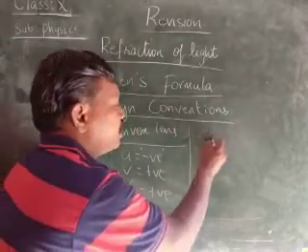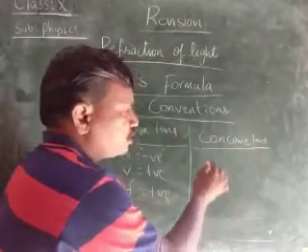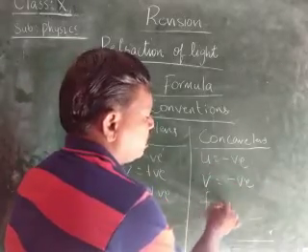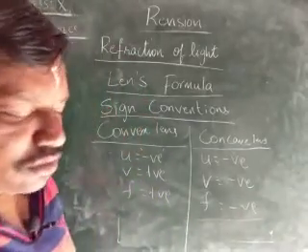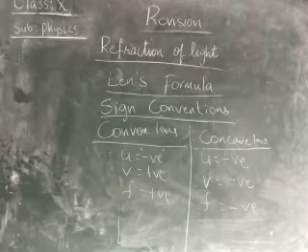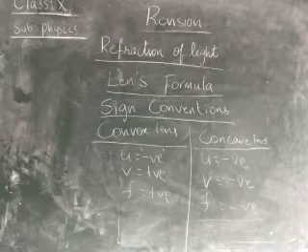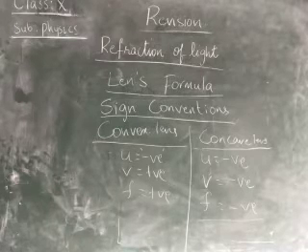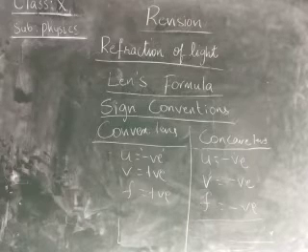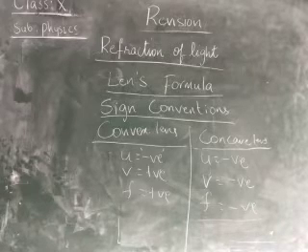In the same way, for the concave lens, u is negative, v is negative, and f is negative. All are negative, children. That means u, v, f, all are negative in the sign conventions of a concave lens.